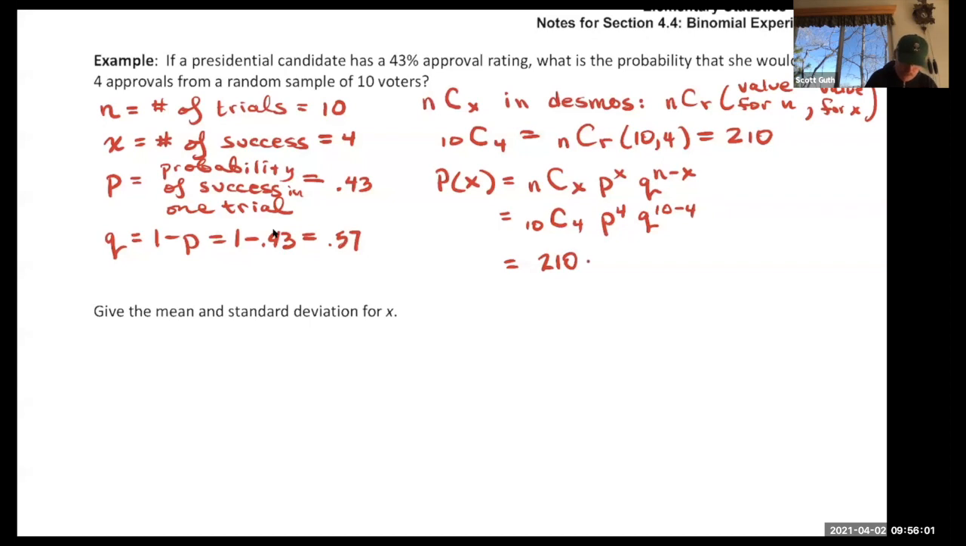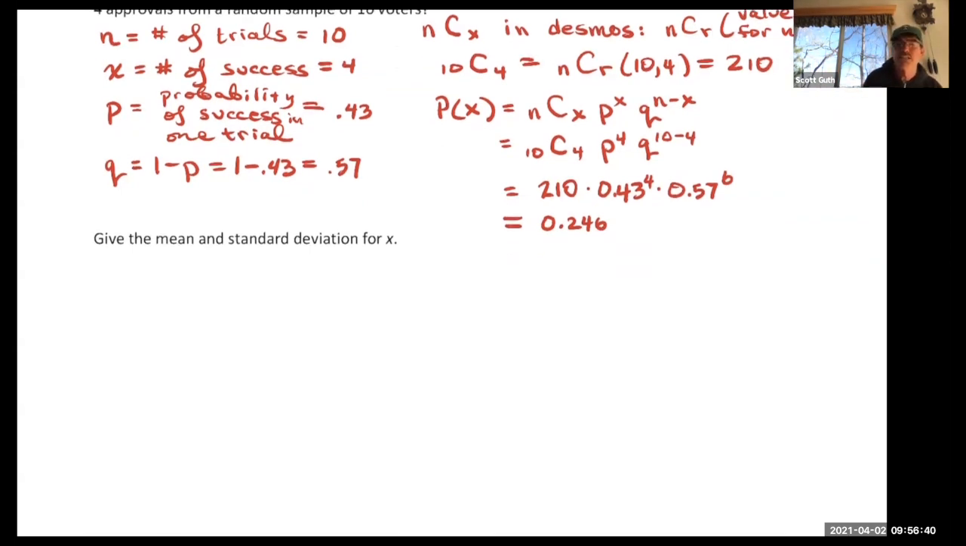Little p was 0.5, nope, 0.43. So this was to the 4th. Little q was 0.57. That's to the 10 minus 4, so that'll be 6. And again, Desmos has done this already, so I'm not going to do it again. It came out to 0.246. Now I am rounding this. So the rule for rounding probabilities and percentages is 3 significant figures. Again, you don't count the leading zeros in the front when you count significant figures.